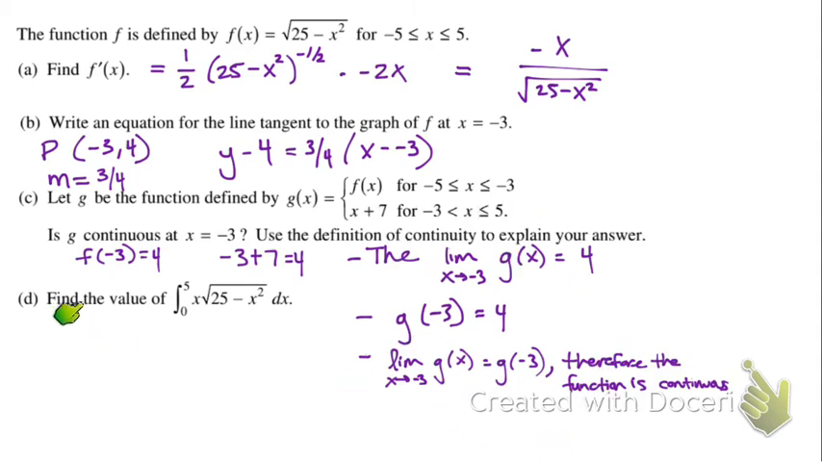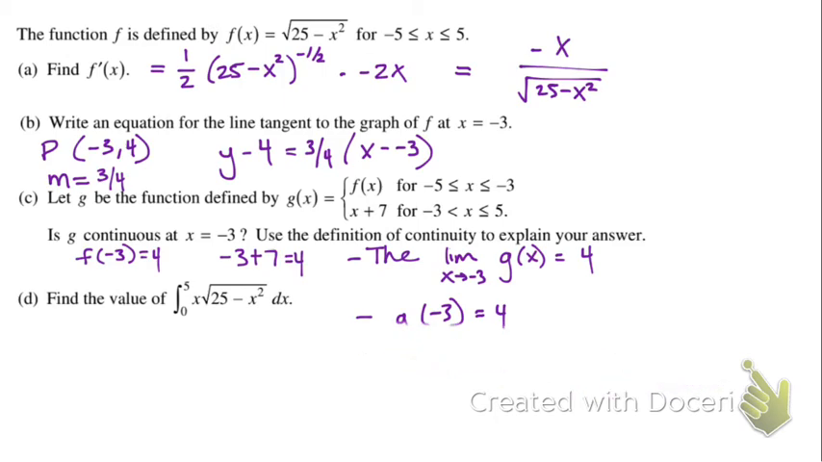Last but not least, it says find the value of the integral from 0 to 5 of x times the square root of 25 minus x squared dx. Again, this is in the calculator section, so if you use the calculator to figure that out, that's fine because I put it in this section. But like I said, I don't think this question was designed to be in the calculator section, so I'm going to do this without a calculator just to make sure you know how to do it as well.